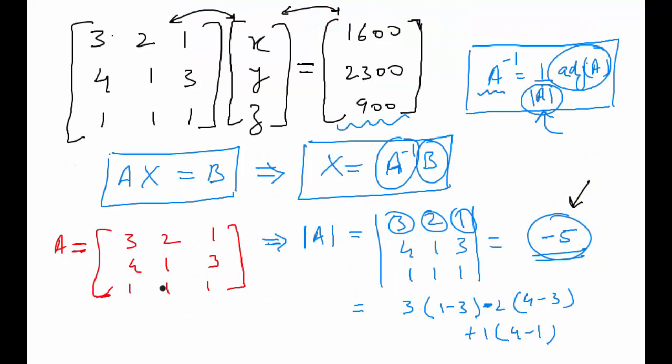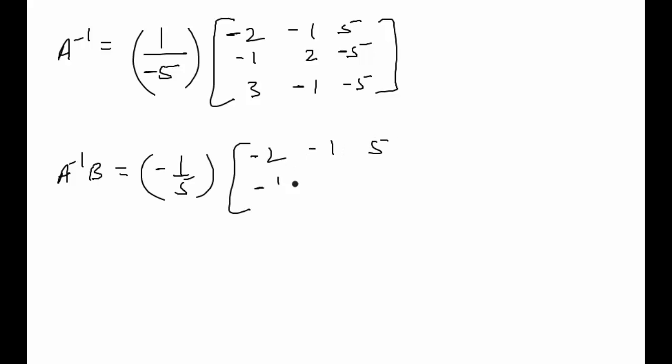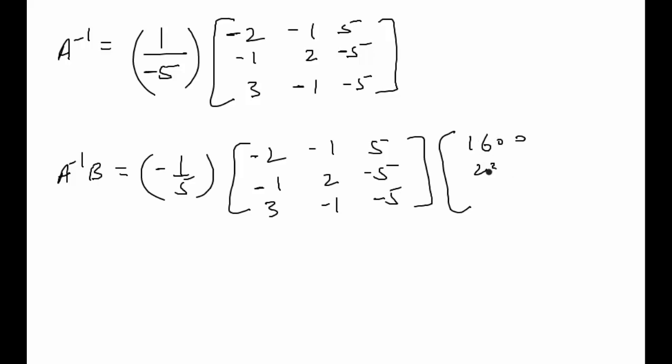So this is our A inverse. So now, as we have already seen, X is what? X is just A inverse into B. So let us do that particular process. Let us multiply this matrix with our A inverse value. Okay, so A inverse is already known. So if I write A inverse into B, it will become minus 1 by 5 into the matrix minus 2, minus 1, 5, minus 1, 2, minus 5, and 3, minus 1, minus 5. This has to be multiplied with the matrix 1600, 2300, and 900.